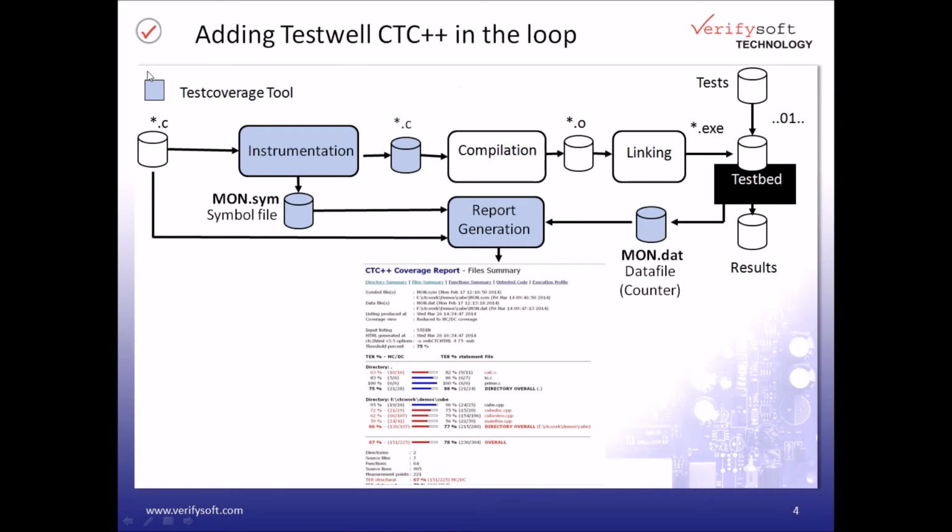So adding Testwell CTC++ in the loop is basically having this pre-process phase where you instrument the generated code. So you have a new set of files which will then be compiled and linked and produce an executable which is instrumented, and two files. The first one is called mon.sym, which is a symbol file in which we put all symbolic information from the code coverage analyzer, and then later on from your real results coming from your unit or integration testing, you will get mon.dat, a data file where all counters data will be stored by the tool when the instrumented executable is run.